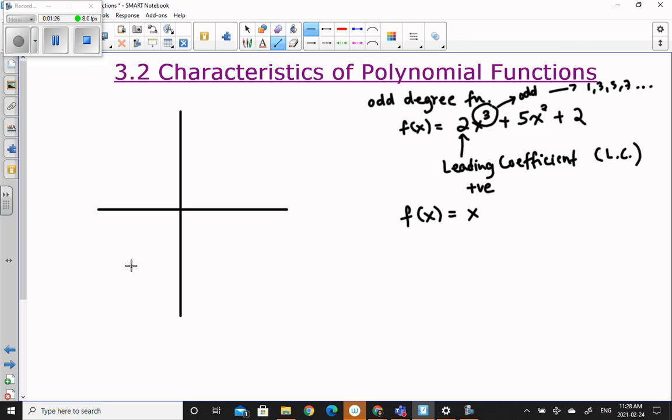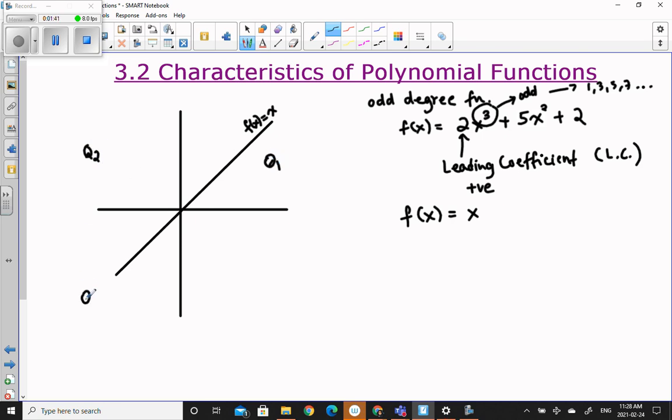So if I were to draw a rough sketch, that would be a line something like this, right? That was f of x equals x. And before I go further, I want to name these quadrants. This is quadrant 1, this is quadrant 2, this is quadrant 3, and this is quadrant 4. So if you have this function f of x equals x, you can see that it has an odd degree because it's 1, and it has a positive leading coefficient.